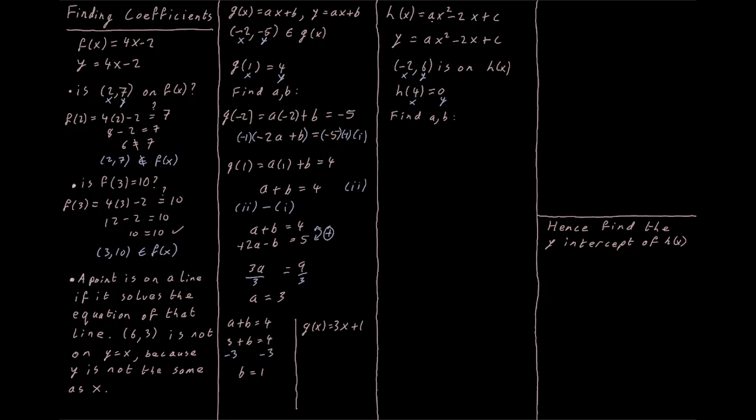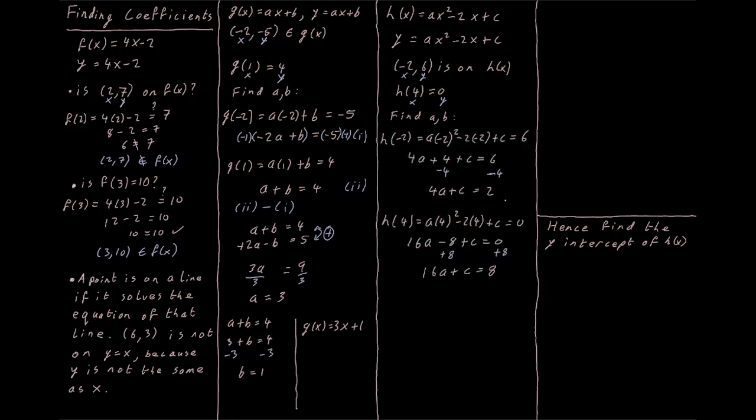So if I sub in x is minus 2, I must get an output, a y value of 6. If I sub in x is 4, I must get an output of 0. So even if I'm not sure where to go after that, I'm going to sub that information in and see what I have after that. When I've subbed in my values, I get 4a plus c is equal to 2 and 16a plus c is equal to 8. So again, two equations, two unknowns.